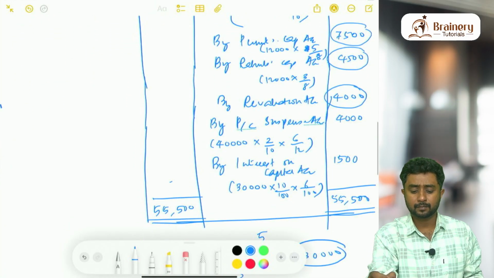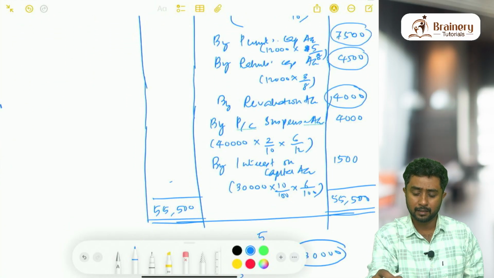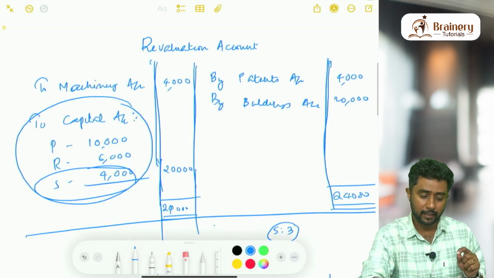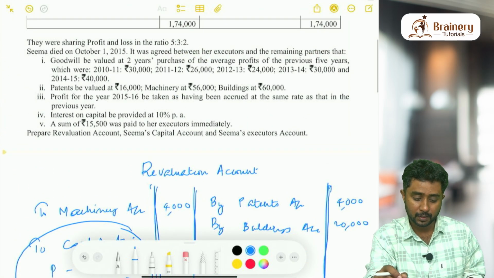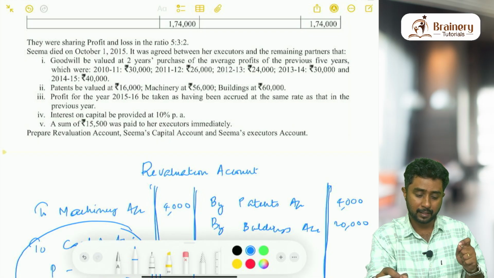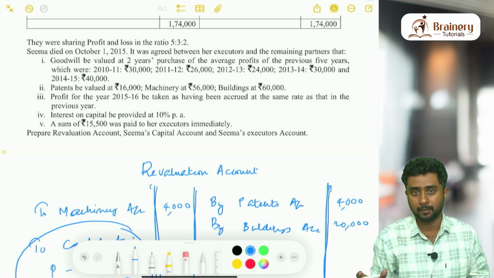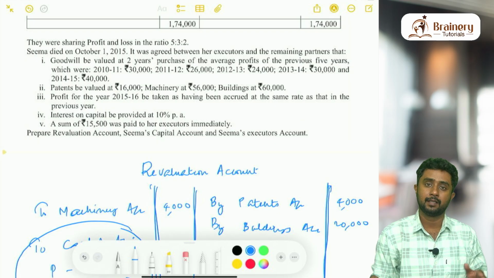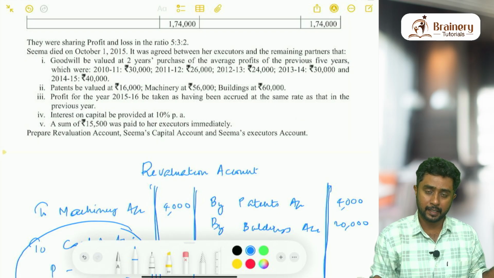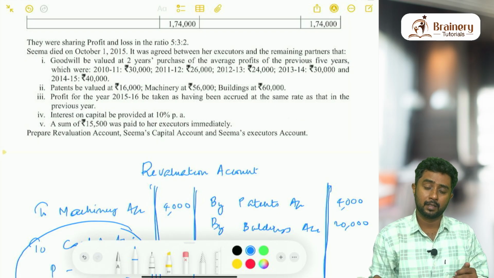Next thing that we have done is profit and loss suspense account. We have calculated the profit. For calculating, we have taken the third adjustment as the base for the calculation. You know there are two methods to calculate profit of the partner after the date of death. Which are the two methods? Either on the basis of time or on the basis of turnover.